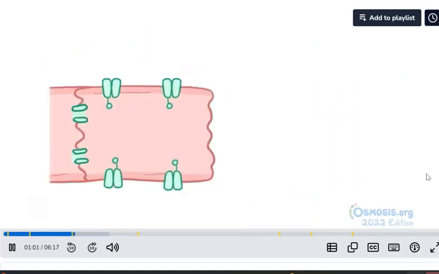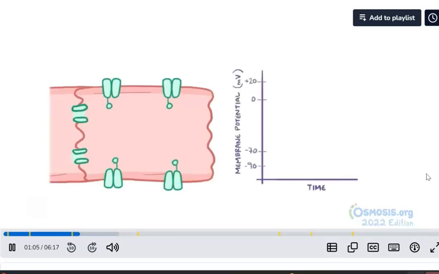Alright, so let's say that this myocyte is from the ventricles. And this is a graph of membrane potential over time.